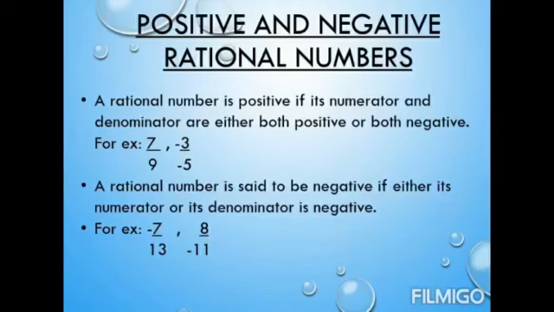Next topic is positive and negative rational numbers. A rational number is said to be positive if its numerator and denominator are either both positive or both negative. For example, 7 by 9 and minus 3 by minus 5. A rational number is said to be negative if either its numerator or its denominator is negative. For example, minus 7 by 13 and 8 by minus 11.